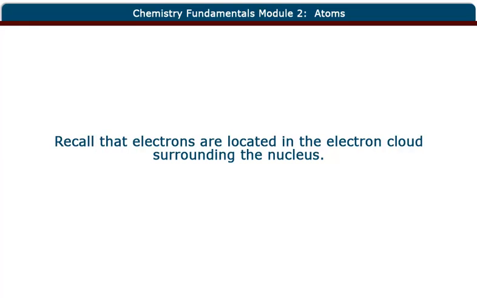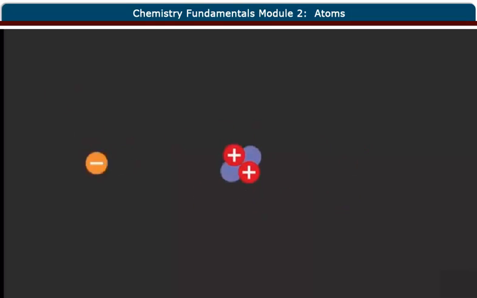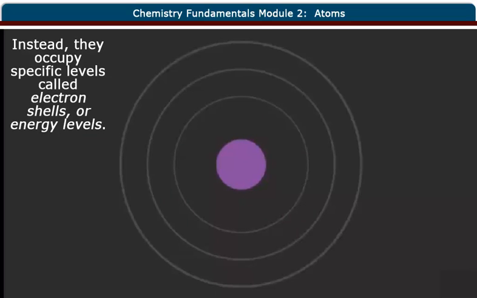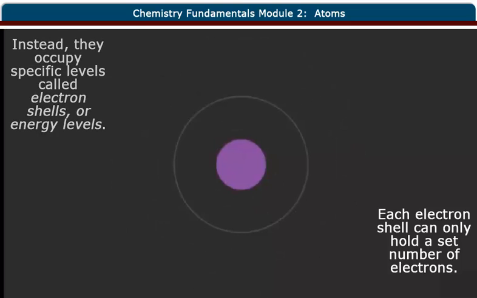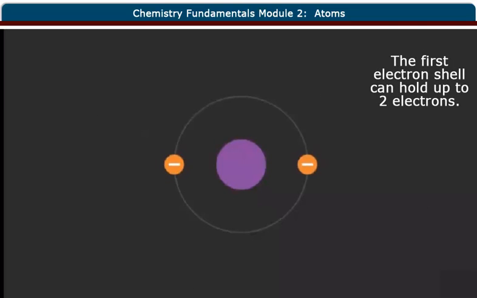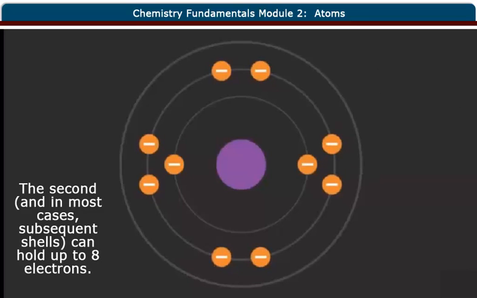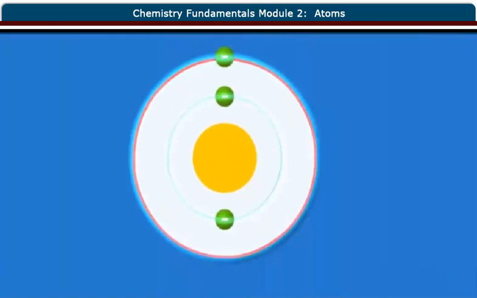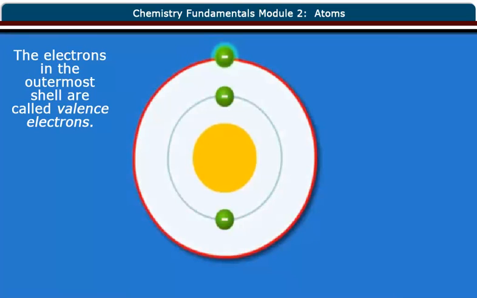Recall that electrons are located in the electron cloud surrounding the nucleus. But electrons do not simply fly around the nucleus randomly. Instead, they occupy specific levels called electron shells, and each shell can only hold a set number of electrons. The first electron shell can hold up to 2 electrons. The second, and in most cases, subsequent shells, can hold up to 8 electrons. The electrons in the outermost shell are called valence electrons.